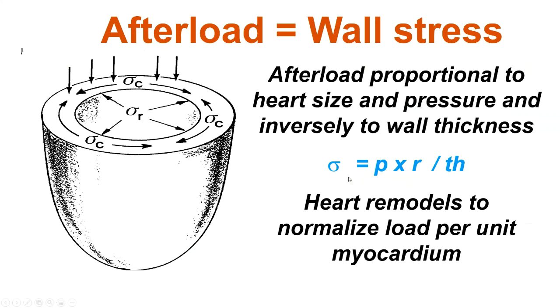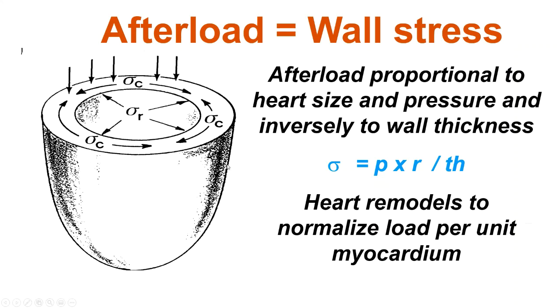Afterload, as we implied, is related to the size of the heart and the pressure it must generate during ventricular systole. Afterload is inversely proportional to the thickness of the wall. So, a couple of points to keep in mind here. Afterload is not simply pressure. For example, in chronic aortic regurgitation, systolic blood pressure may be reasonably normal, but the afterload on that ventricle may be significantly elevated because of the volume component of this Laplace relationship.